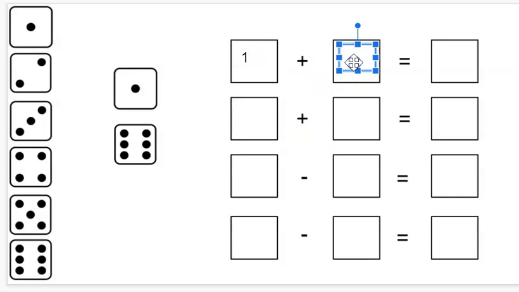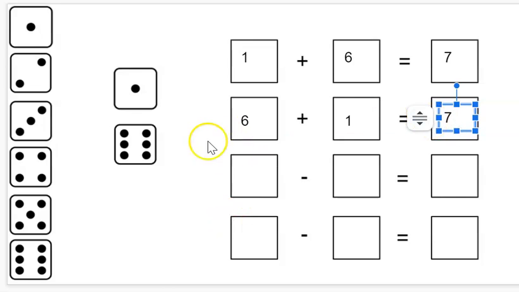1 plus 6 equals 7. Also, 6 plus 1 equals 7. So it doesn't matter if I add 1 first or 6 first. If I add these two numbers, they always equal 7.